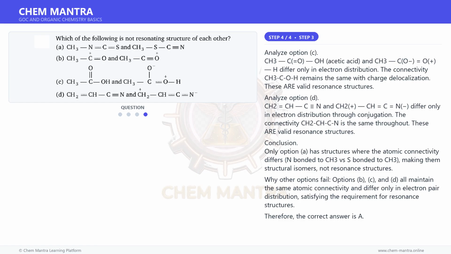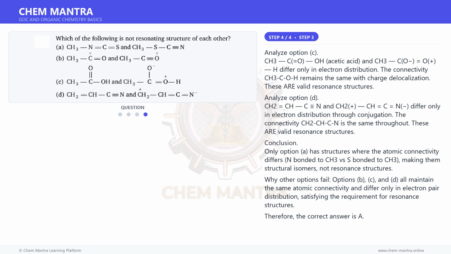Analyze option D. CH2=CH-CN and CH2+CH=C=N differ only in electron distribution through conjugation. The connectivity CH2CH-CN is the same throughout. These are valid resonance structures.